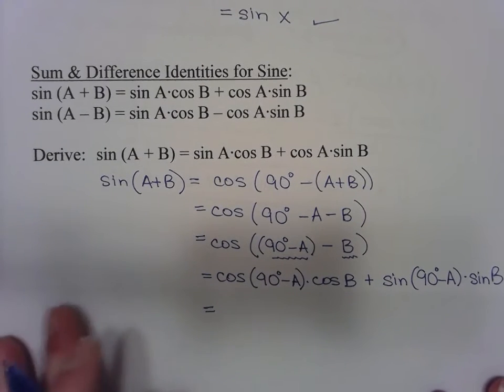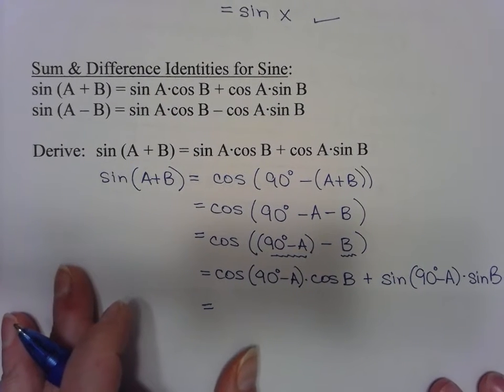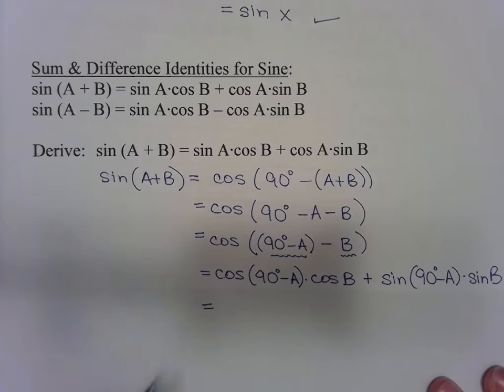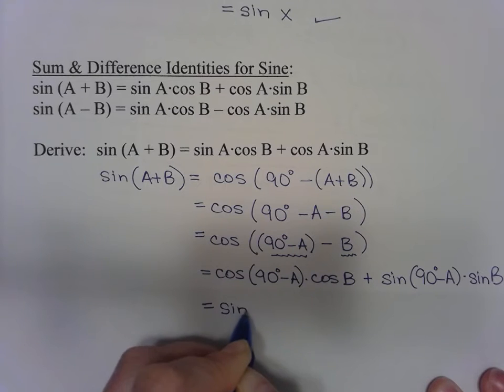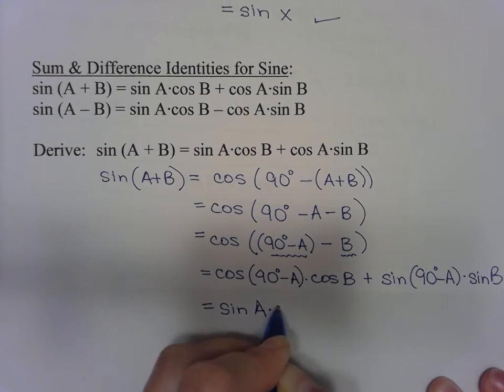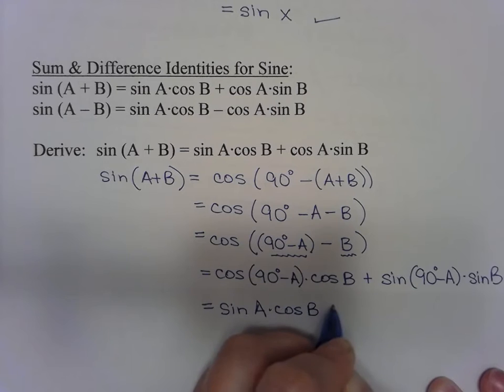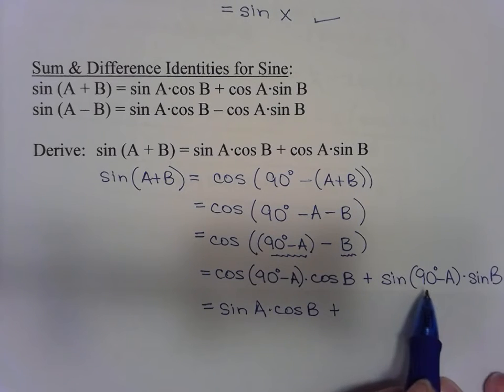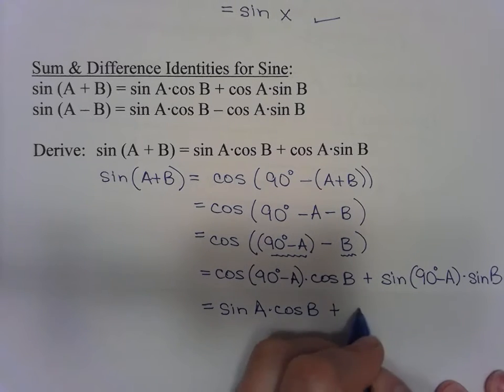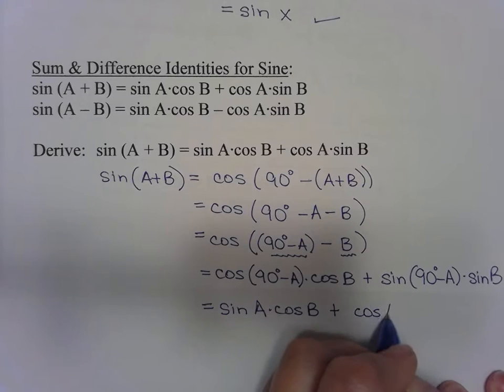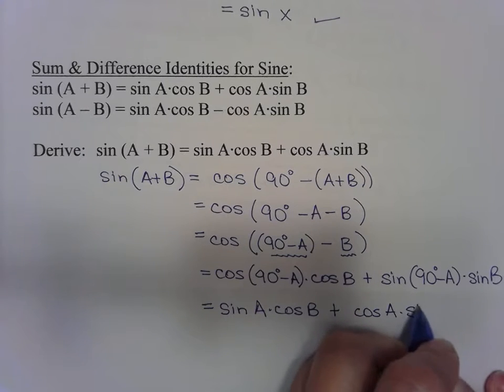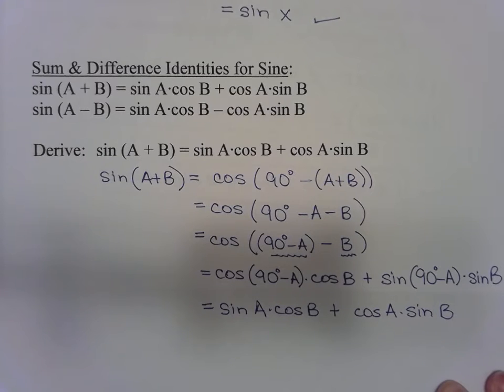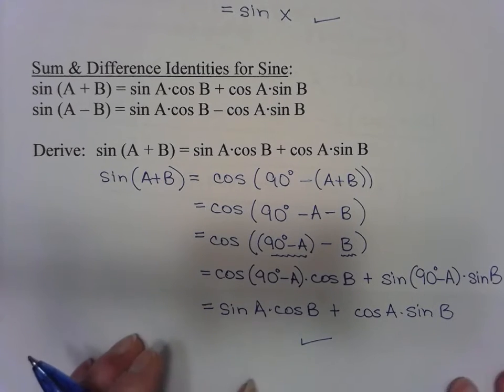All right, here's where all of the cofunction identities that we were just looking at come into play. The cosine of 90 minus A is the same as the sine of A times the cosine of B. And the sine of 90 minus A is the same as the cosine of A times the sine of B. So we have derived the sum formula for the sine.